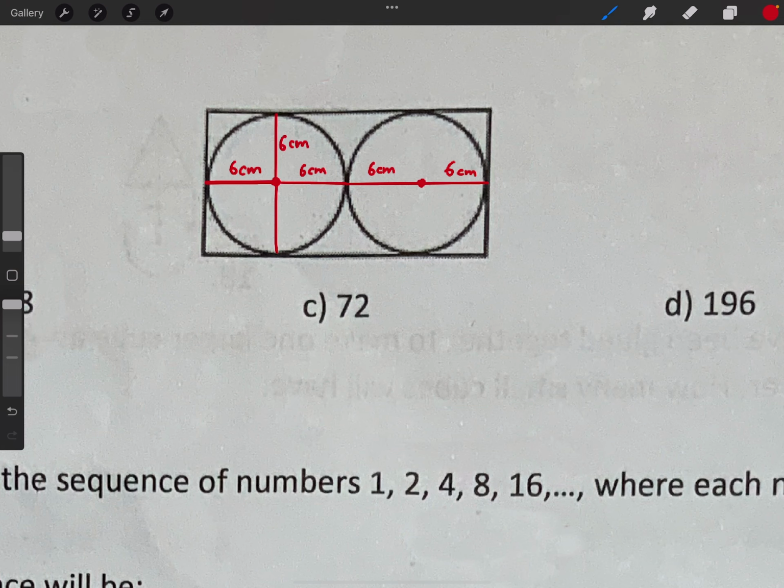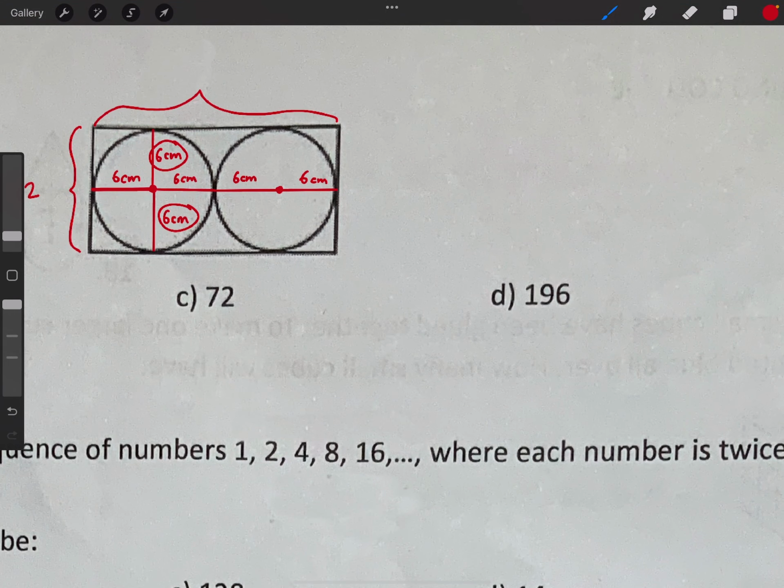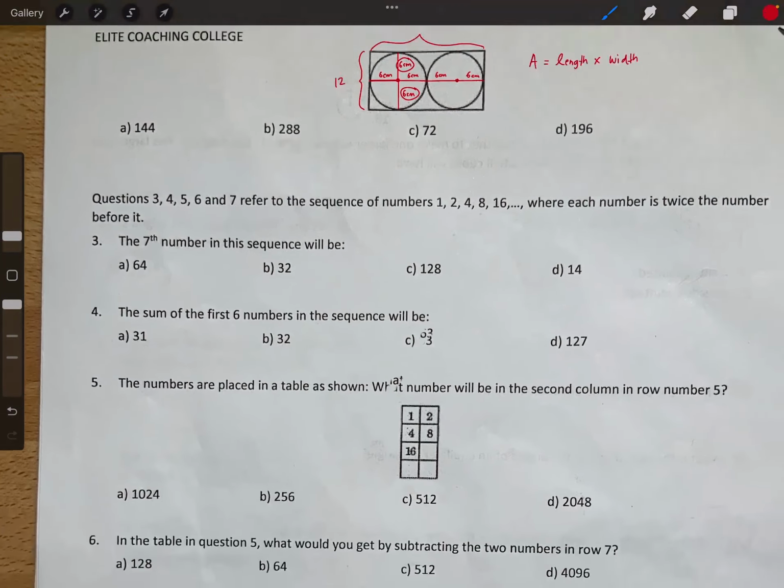So I'm just going to draw this to show you something. So we want to find the area of this rectangle. Well, what is the width? The width is what? 6 plus 6, 12. What is the length? You can figure it out once you find the length. So remember, area of a rectangle is length times width. Okay, and you can work out what the answer is to this question.